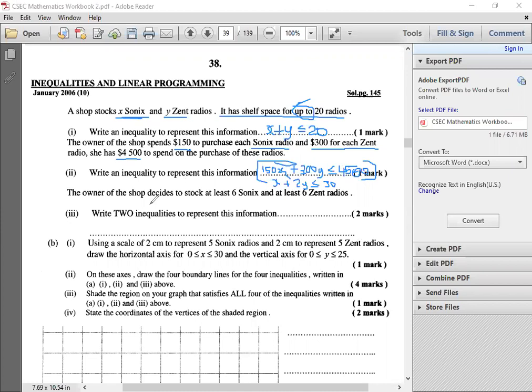So now the next part says the owner of the shop decides to stock at least 6 and at least 6 again. So those are two inequalities. One is x, and I'm putting the 6 here, and the other is y, and I'm putting the 6 here. Give me now the inequality sign that is going to be for each of these.